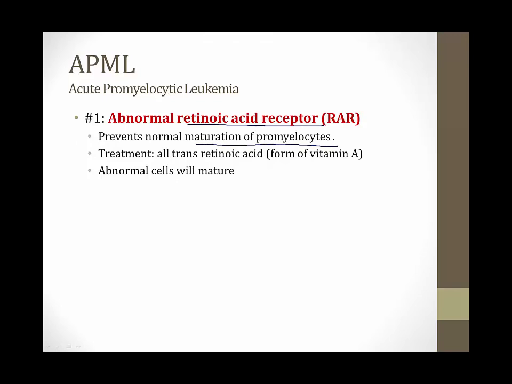This creates an opportunity for a unique treatment that is only used in APML. That is therapy with all-trans retinoic acid, a form of vitamin A. It's interesting, this is not a chemotherapy. It's not toxic to the malignant cells. Instead, it triggers them to mature normally. As a result, the number of blasts decreases and white blood cell production by the bone marrow returns to a normal state.